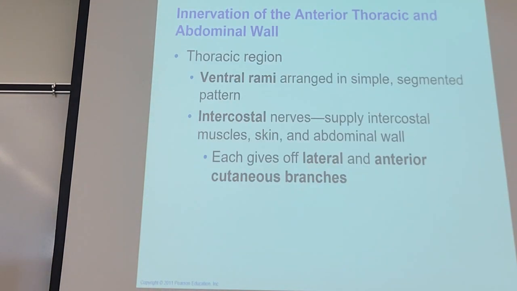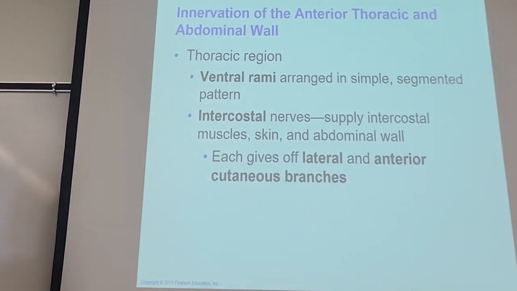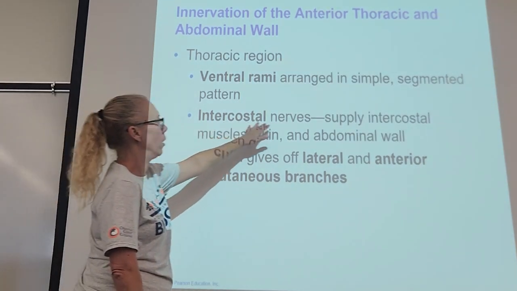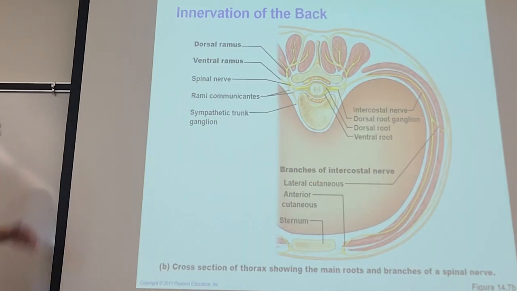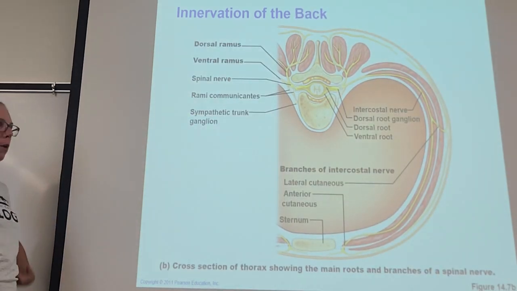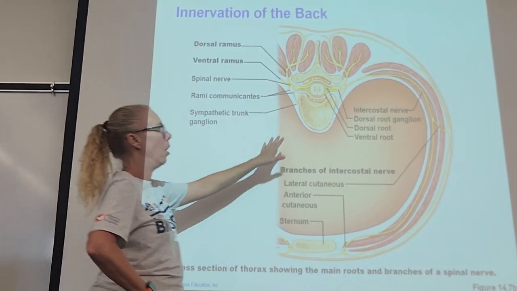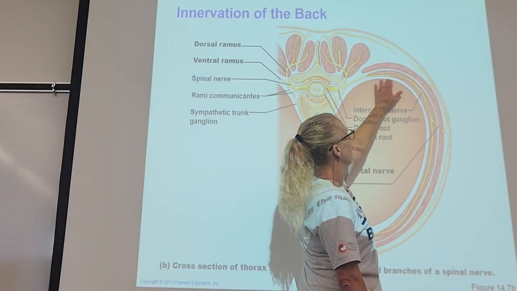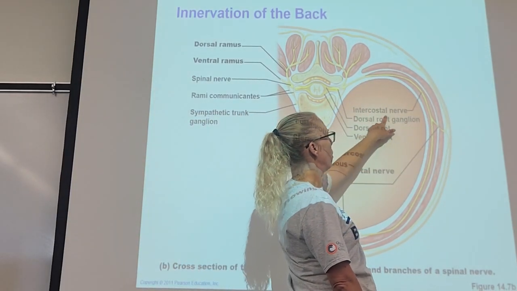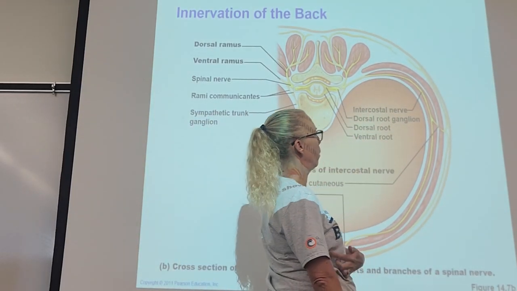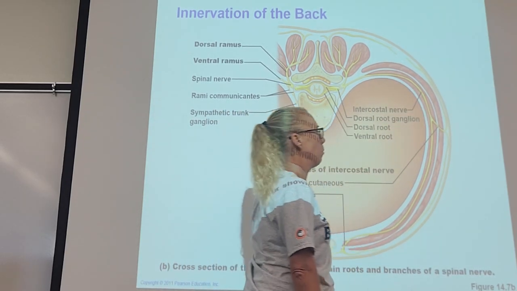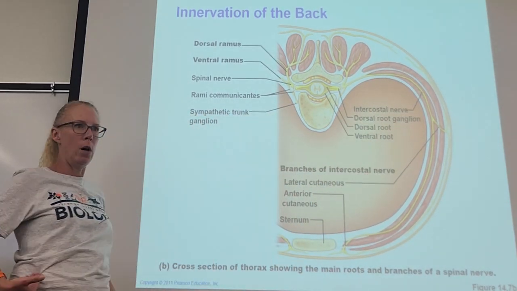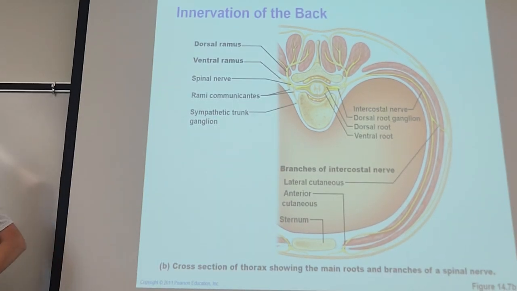Now, ventral rami include intercostal nerves. Let me just back up for a moment. When we're in the thorax, where the ribs are, all the innervation in the thorax is housed by intercostal nerves that interlace in between our ribs. Those intercostal nerves are coming from a ventral ramus between T1 to T12, because that's where our ribs are.